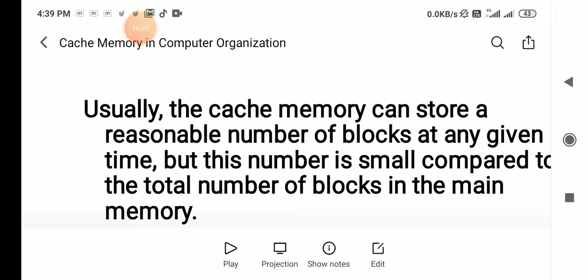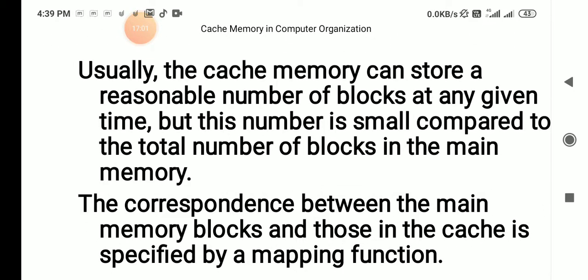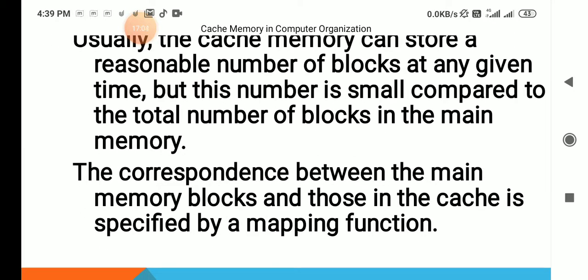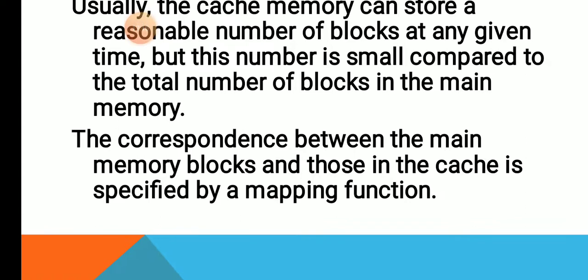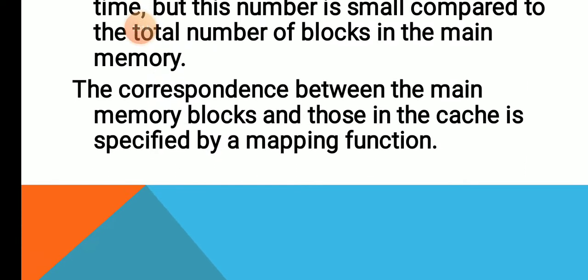at any given time, but this number is small compared to the total number of blocks in the main memory. The correspondence between the main memory blocks and those in the cache is specified by mapping functions. So you can map through those functions.